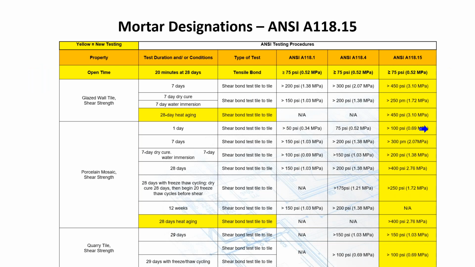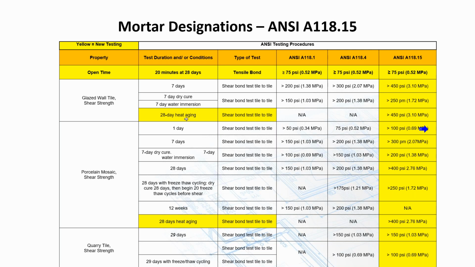From a test standpoint, this gives you an idea of some of the shear strengths for a 118.1 non-modified mortar. Let me get a little arrow so I can point that out. 118.1, so a basic open time test, tensile bond strength after it's been exposed for 20 minutes is 75 PSI, and that's true for all of the different ones.